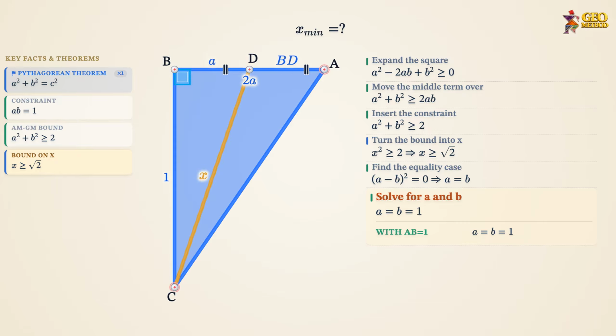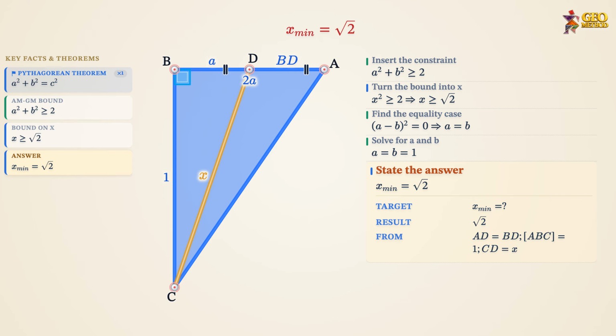Combine a equals b with the constraint a times b equals 1. That gives a squared equals 1. So the only positive solution is a and b each equal to 1. So the answer is square root of 2.